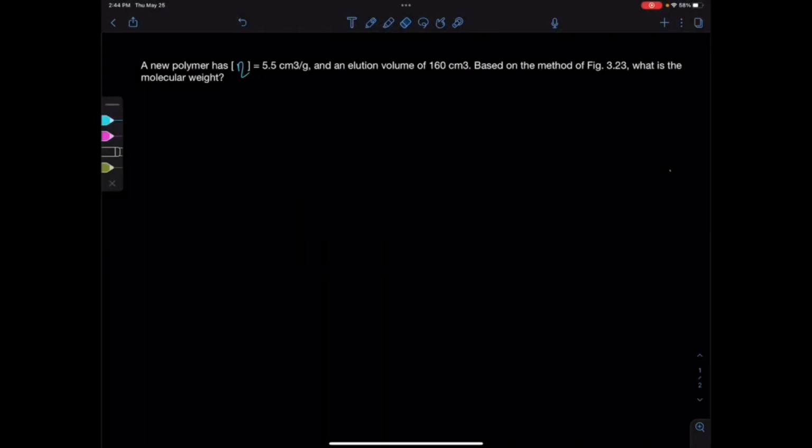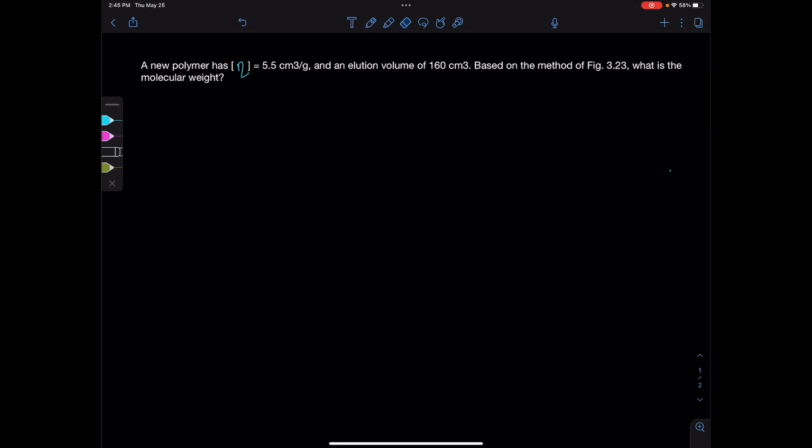A new polymer has intrinsic viscosity of 5.5 cm cube per gram and an elution volume of 160 cm cube. Based on the method of figure 3.23, what is the molecular weight? Figure 3.23 is a universal calibration graph of eta M, where eta is intrinsic viscosity and M is the molecular weight, versus the elution volume in a GPC. It is based on the understanding that the elution volume in GPC depends on the polymer's hydrodynamic volume.